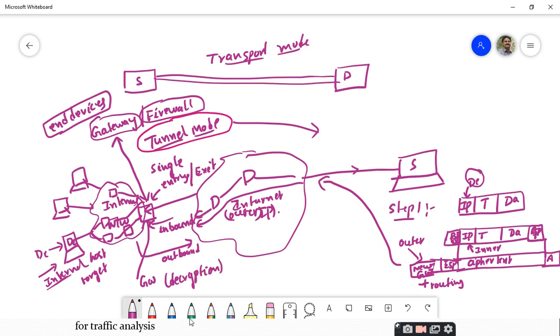It will go for the decryption process based upon the SPI which is present inside this ESP. See here, this ESP is not converted into the ciphertext, right? So by making use of the SPI that is present inside the ESP header, SPI is one of the fields in the ESP header, it is going to decrypt the data.